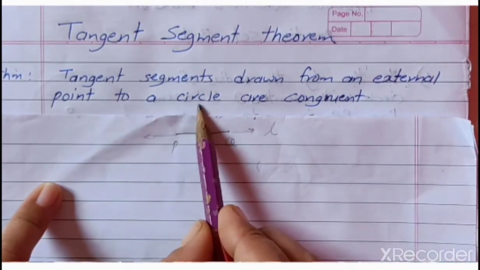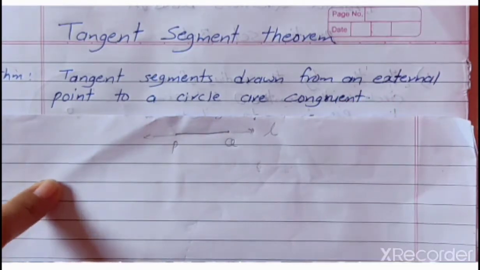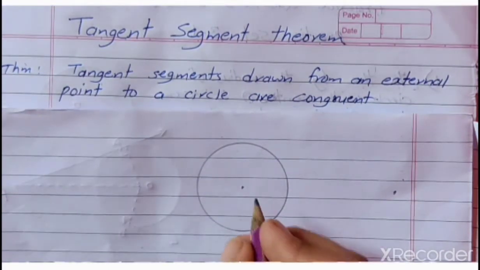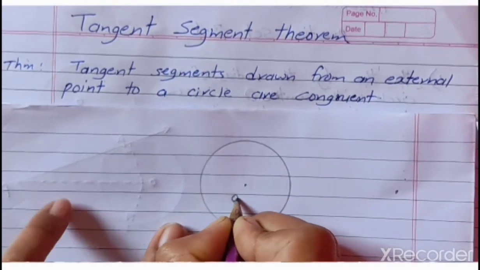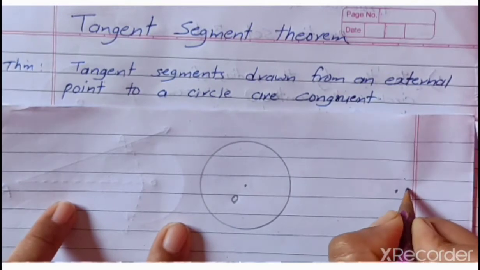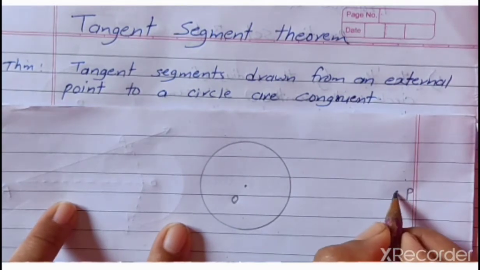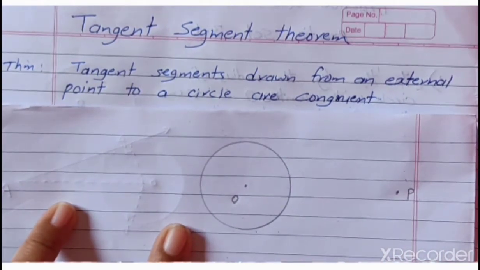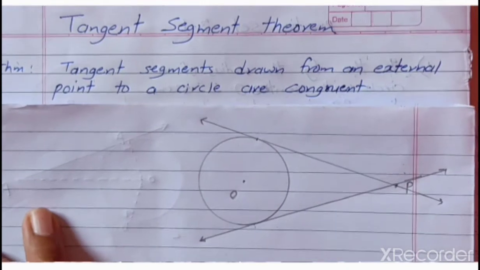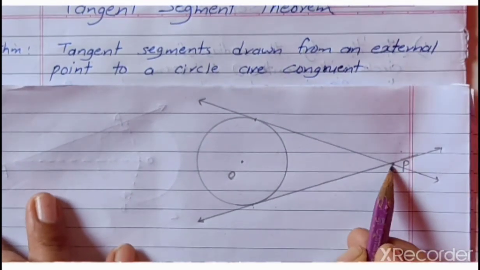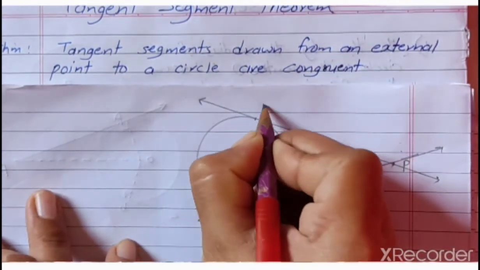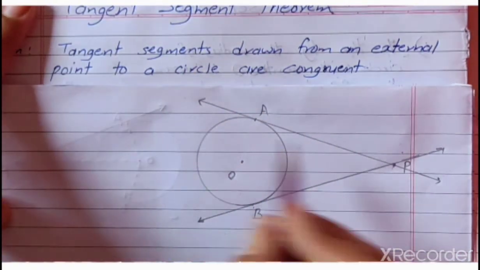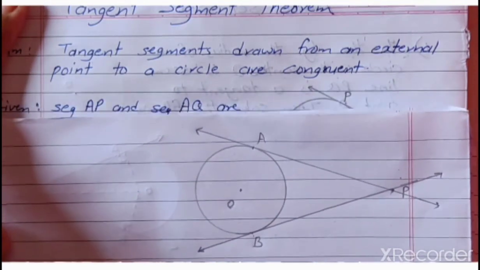So here we require one circle and one external point. Let us draw it. Here I draw one circle with center O, and I am taking an external point P. From this external point we have to draw two tangent segments to the circle. So these are two tangents drawn from external point P, which touch the circle at two points A and B. Let us write down all these in the given.